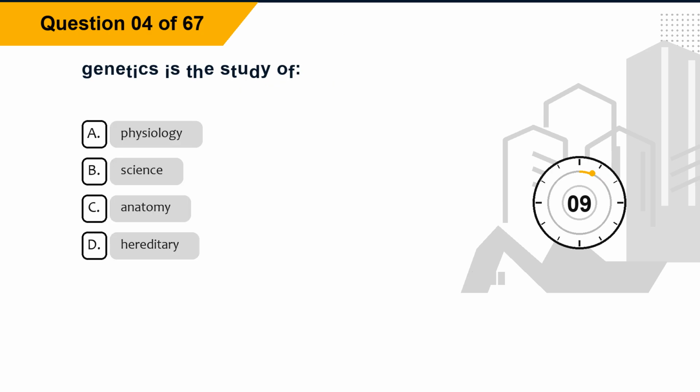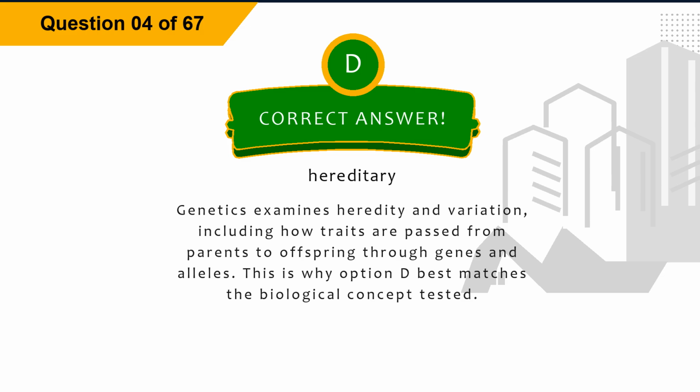Question 4. Genetics is the study of: Option A, physiology. Option B, science. Option C, anatomy. Option D, heredity. The correct answer is option D, heredity. Explanation: Genetics examines heredity and variation, including how traits are passed from parents to offspring through genes and alleles. This is why option D best matches the biological concept tested.